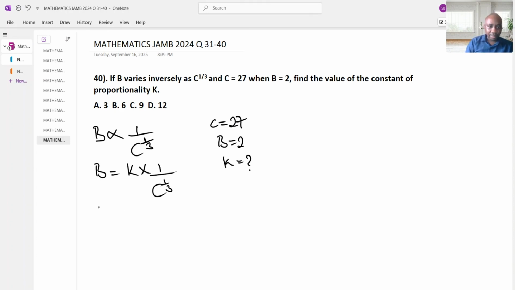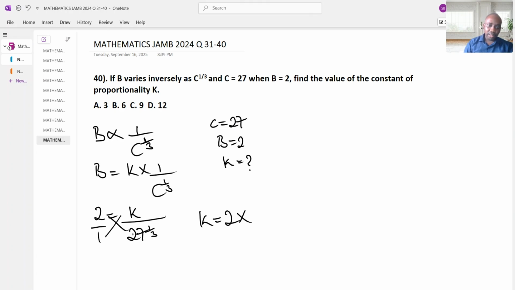Now, let's apply. B is equal to 2. Our K, we don't know yet. K times 1, over our C, which is 27, raised to 1 over 3. Now, the next thing we are going to do is cross multiply. K times 1 equals 2 times 27 raised to the power 1 over 3.